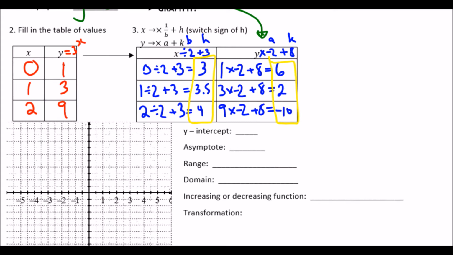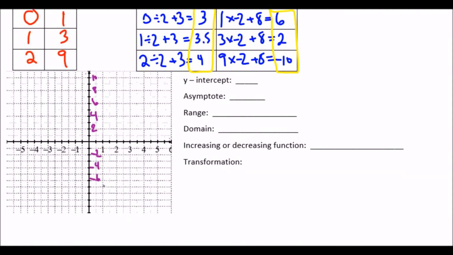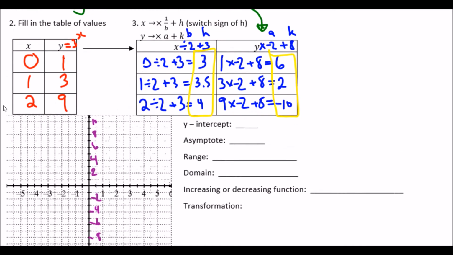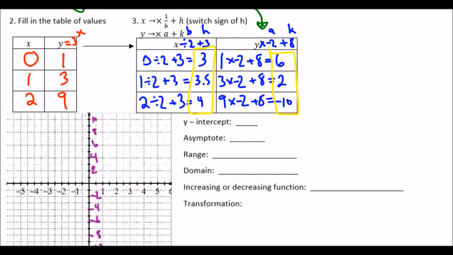So let's do this. All right, so this is going to be 2, 4, 6, 8, 10, negative 2, negative 4, negative 6, negative 8, negative 10. All right, there we go. I'm going to draw my asymptote. My asymptote going up here is y equals 8. So let's do that. Again, please use a ruler.